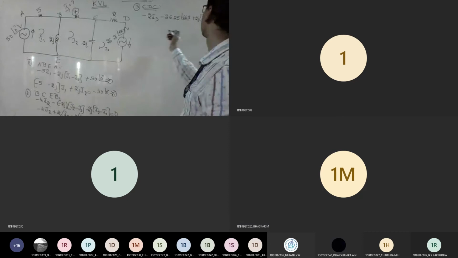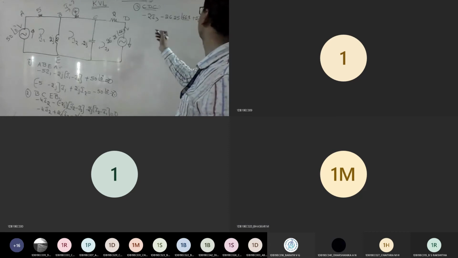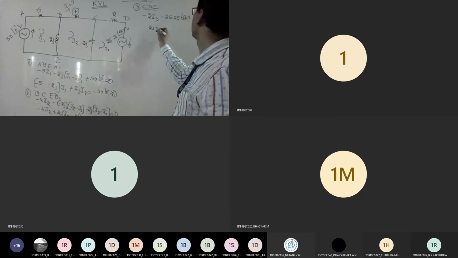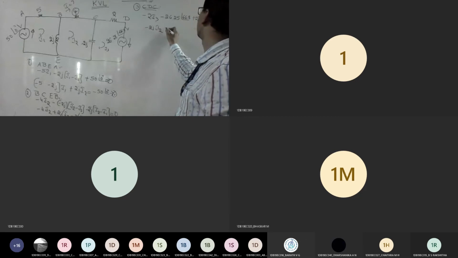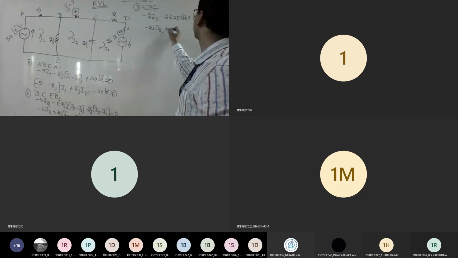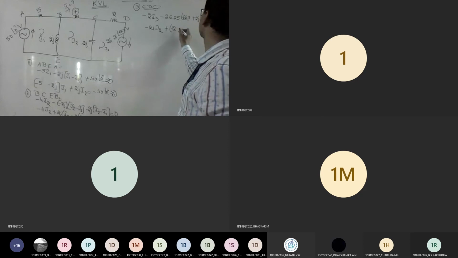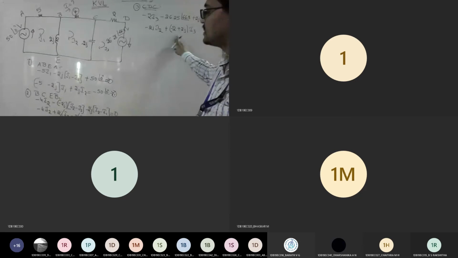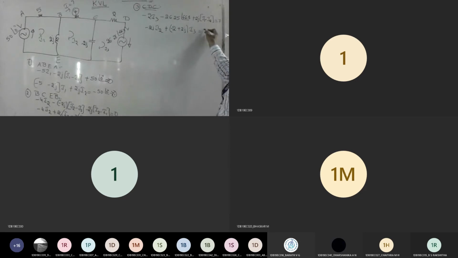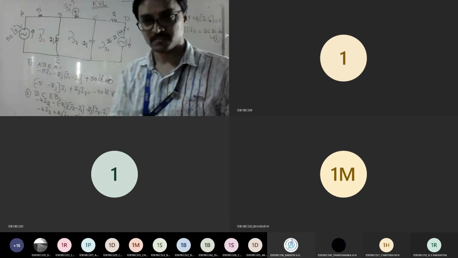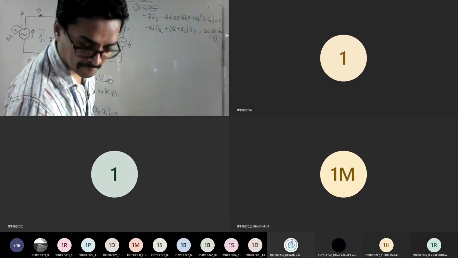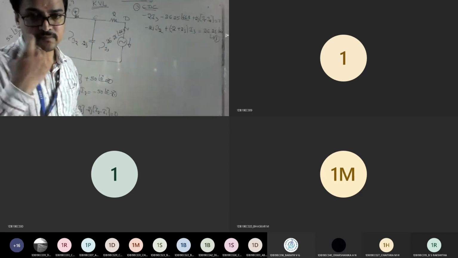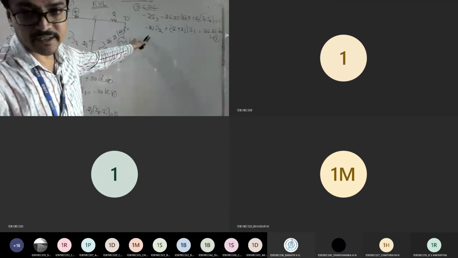So simplify this. I1 is not there. So 2j minus 2j I2, and if I take plus common here, it's minus 2 plus 2j I3, equals 26.25 at an angle 66.8. So is it equation number 3? Is it correct what I wrote? Everyone, is it fine? Equation number 3, correct or wrong?